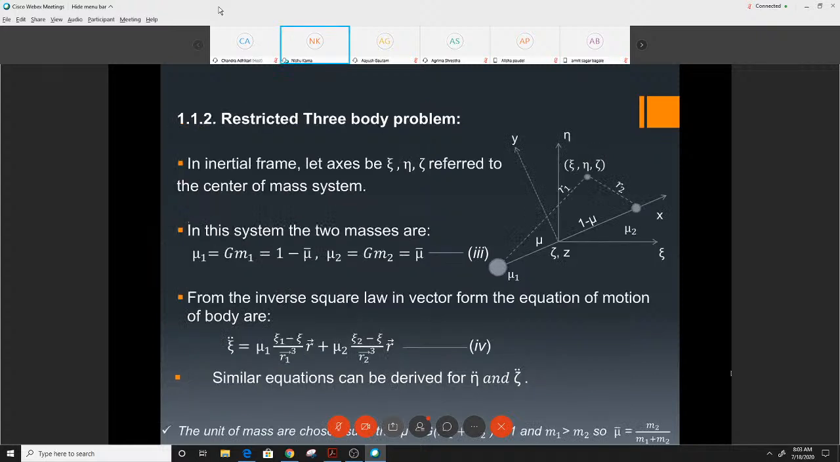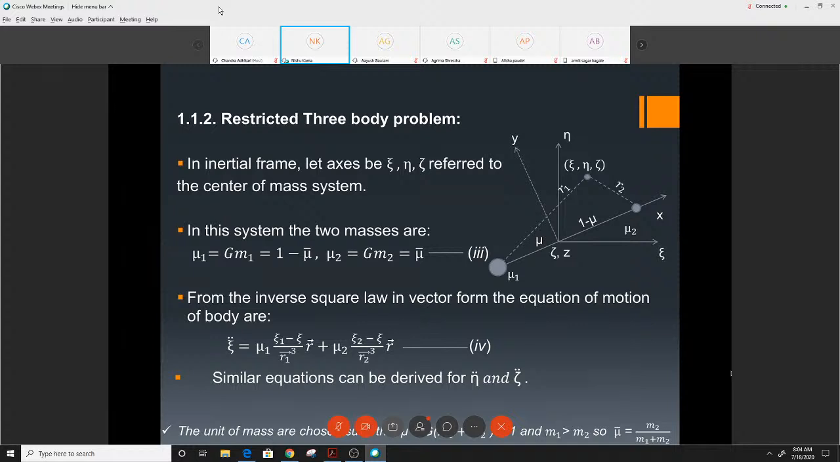Next is the restricted three-body problem. In this problem, there are three bodies as shown in the figure, and two of them move in circular coplanar orbits about their common center of mass. There is a third body with negligible mass, which is unable to influence the motion of these two bigger bodies. So this system is known as the restricted three-body problem because it is concerned with the motion of this third body, which is restricted from having any influence on the other two bigger bodies.